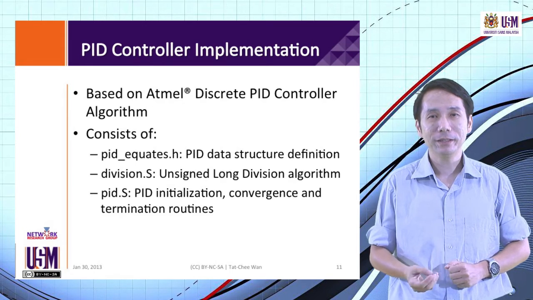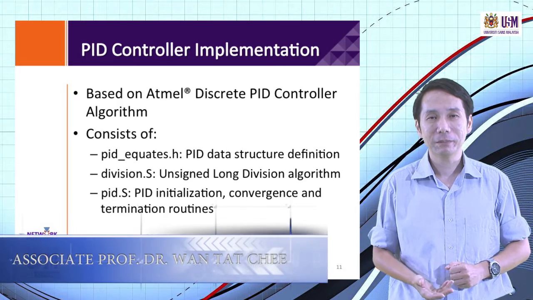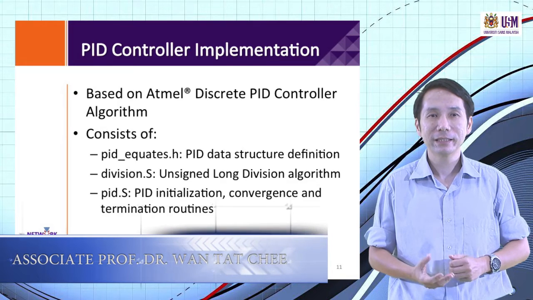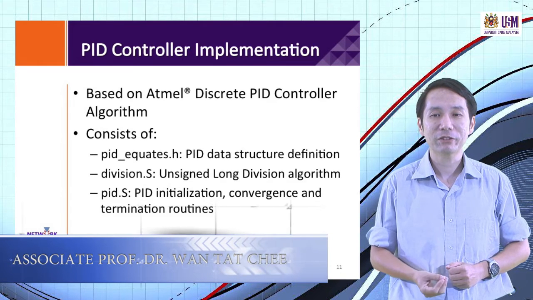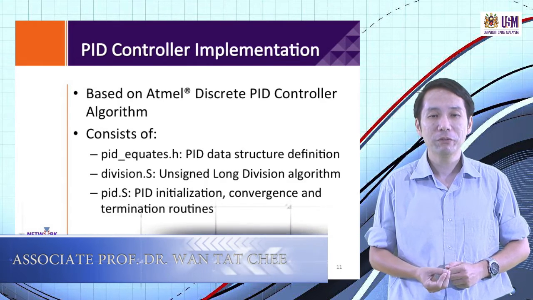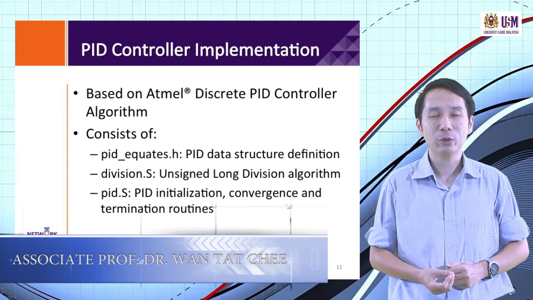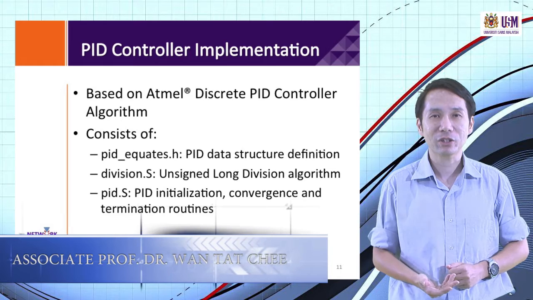So in the Tribot example, we have a discrete PID controller implementation. This implementation is based on the Atmel discrete PID controller algorithm, which consists of three separate files. First is PID underscore equates.h, which defines the data structures used for the PID controller.